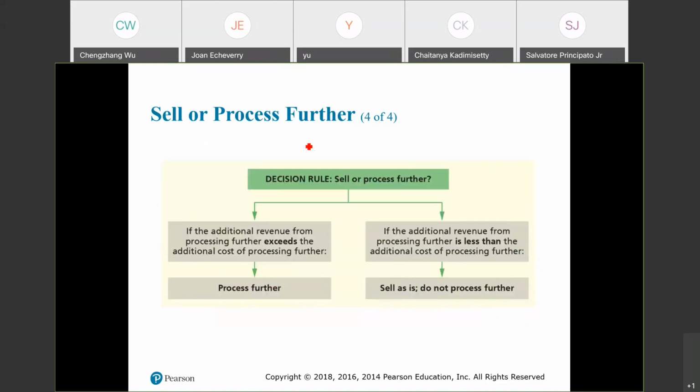So here is a quick summary of the sell or process further decision. If the additional revenue from processing further is greater than the additional cost of processing further, we process it further. Otherwise, if the additional revenue is less than the additional cost, we sell it or do not process further.